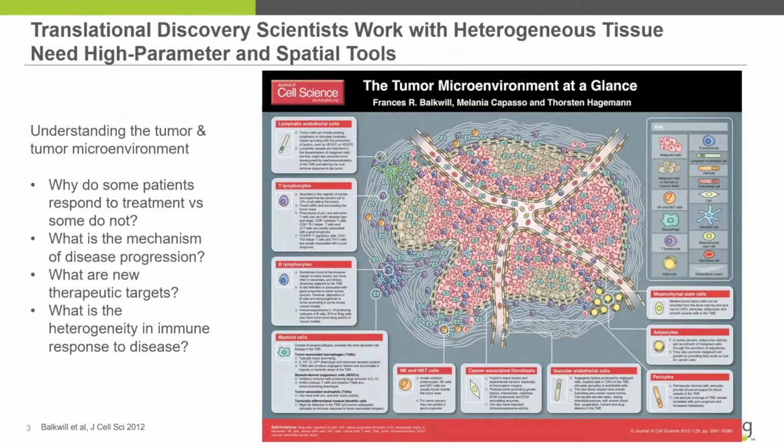Some of the questions being asked are: why do some patients respond to treatments and others do not? We've seen examples of PD-1, PD-L1 checkpoint blockades. What is the reason for that? Can we define that using spatial biology? What is the mechanism of disease progression? In terms of biomarker discovery, can we identify specific signatures in certain compartments within a tissue to design new therapeutic targets that might address the pathology we're seeing? And also, what is the heterogeneity and the immune response to disease in these tissues?